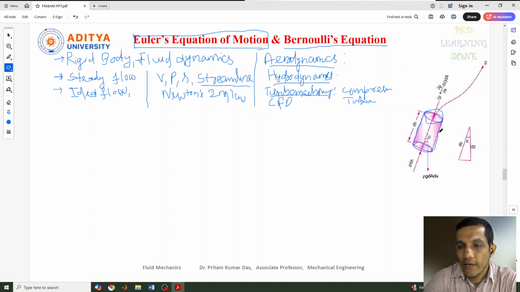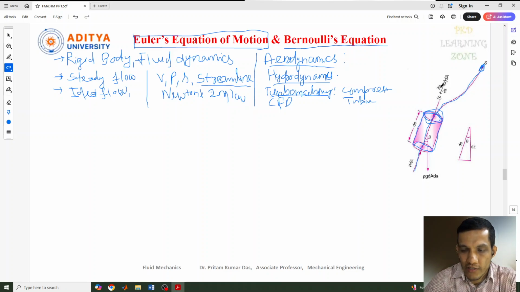Here I have taken the fluid which is in a cylindrical shape. The fluid is moving in the S direction. Suppose some direction is there which is not X, Y, Z, some S direction it is considered. The fluid is moving in the S direction and along the streamline, that needs to be considered. The fluid is moving in the streamline.